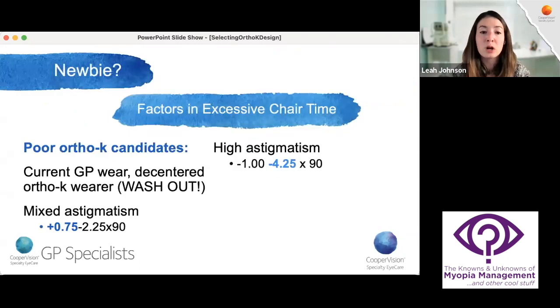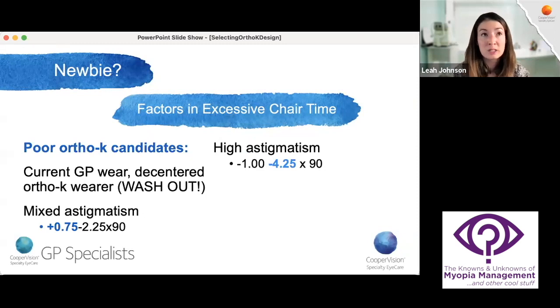And so if you are a newbie and this is your first time or you're just getting started with ortho-k, some of the factors that I really consider are, this is going to be a complicated patient, or this is going to be a patient I really want to set expectations with. And what are factors that are going to lead to excessive chair time? Because no one wants to have that patient back in their office for the 10th time and they're spinning their wheels, right? Deciding what do I do next? So things to consider: poor ortho-k candidates, current GP wearers, even current ortho-k wearers.